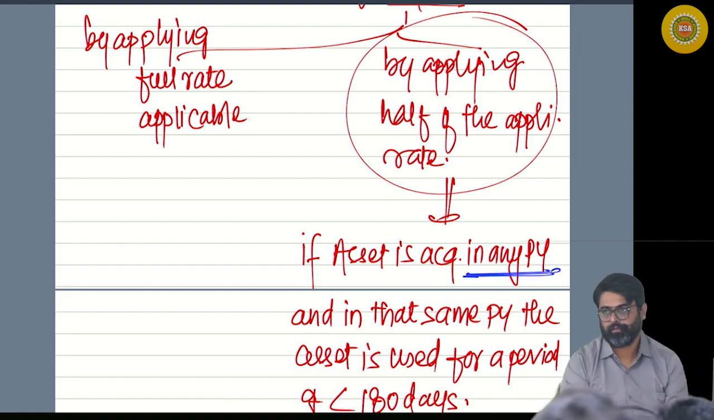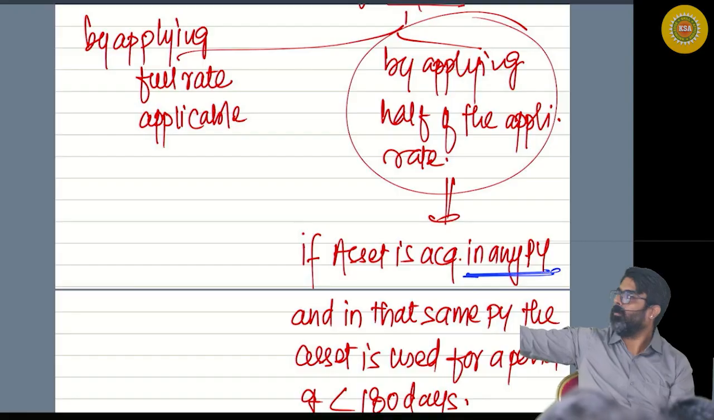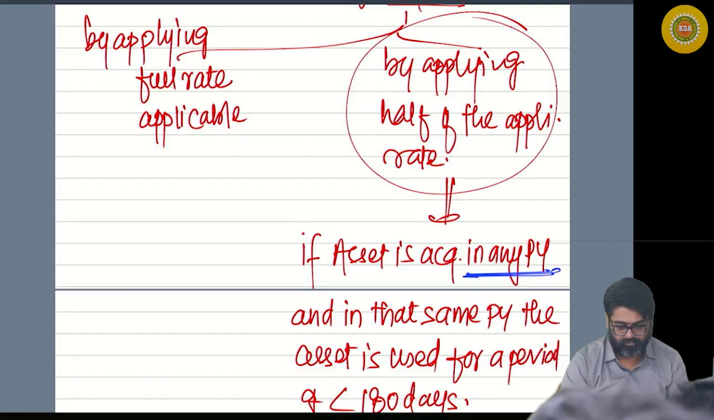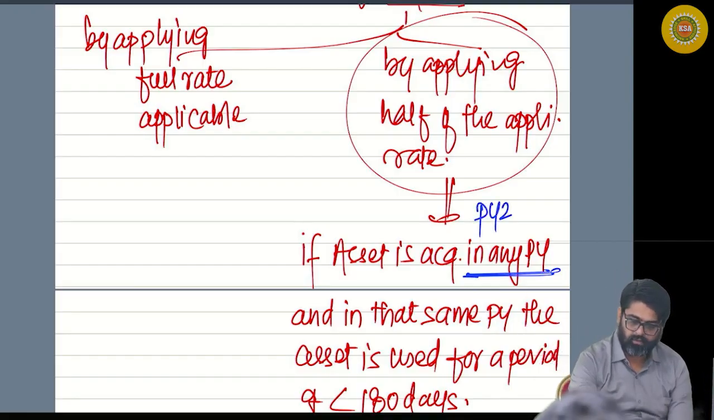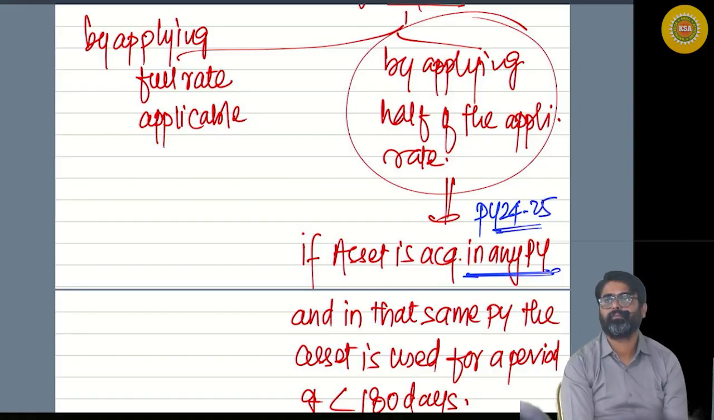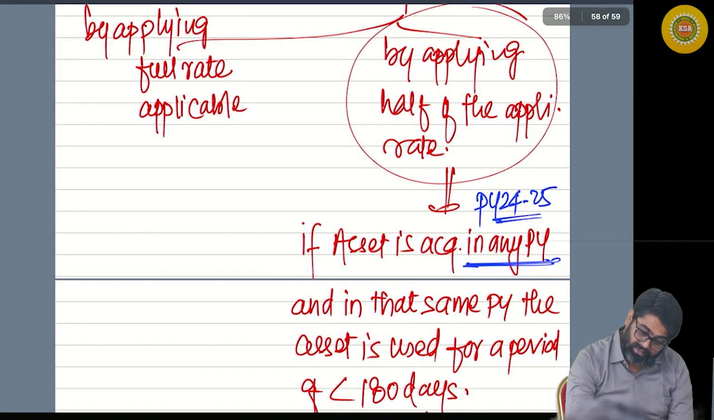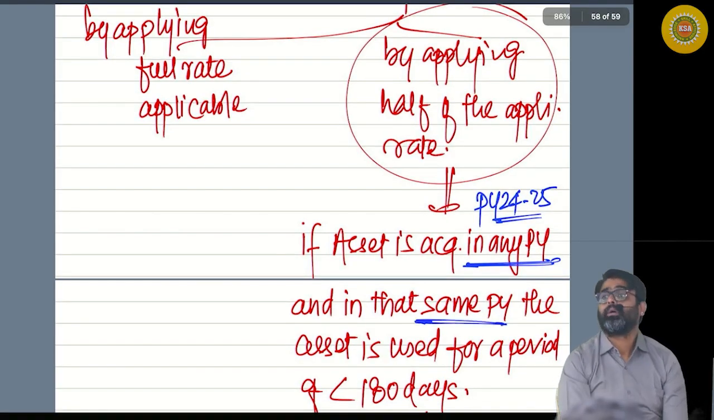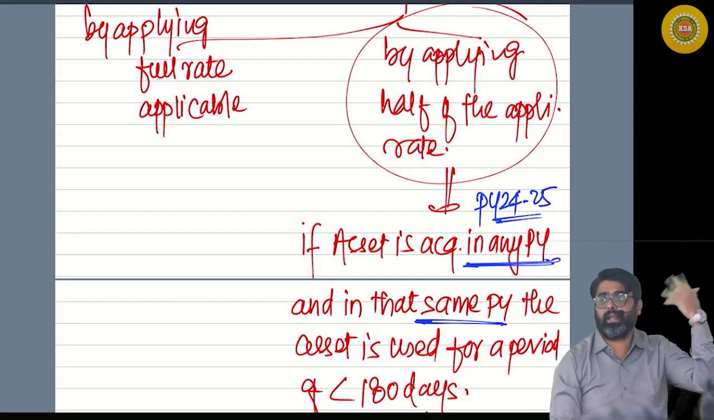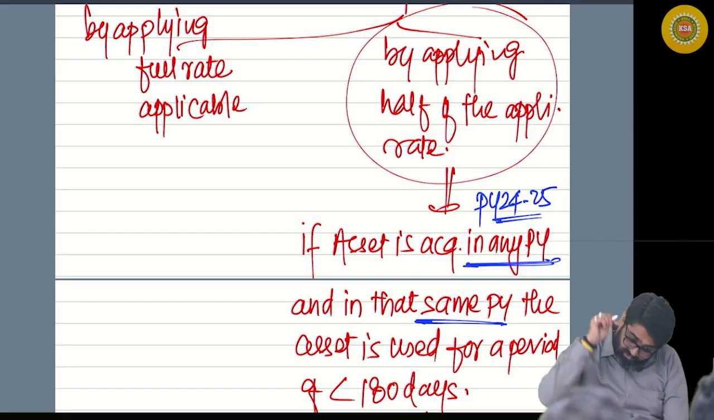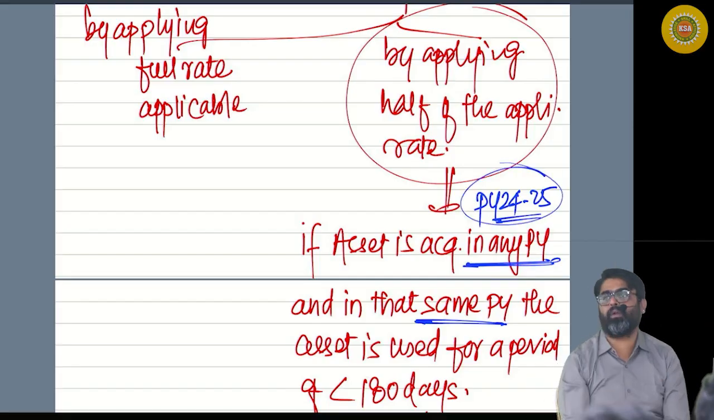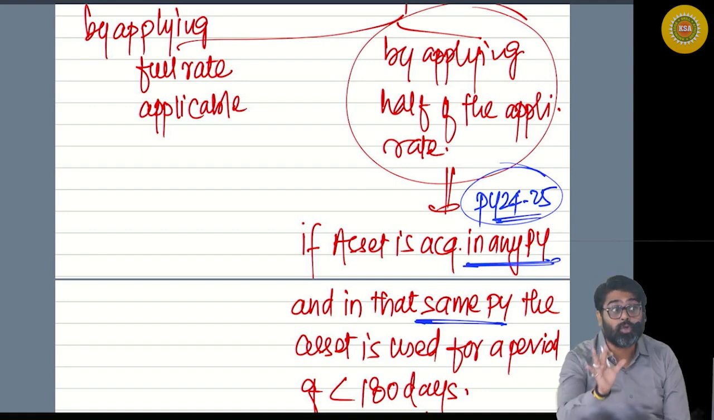Now tell me, if I tell you the asset is acquired in any previous year, let's take an example, previous year 24-25. So the asset was acquired in 24-25, or any other year. In that same previous year, meaning 24-25 only, the asset has to be put to use.